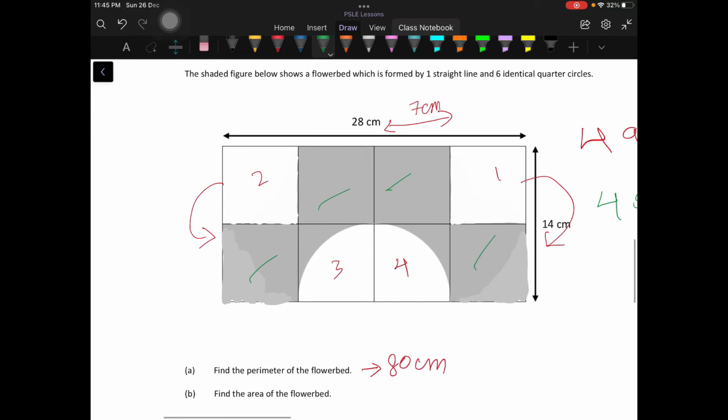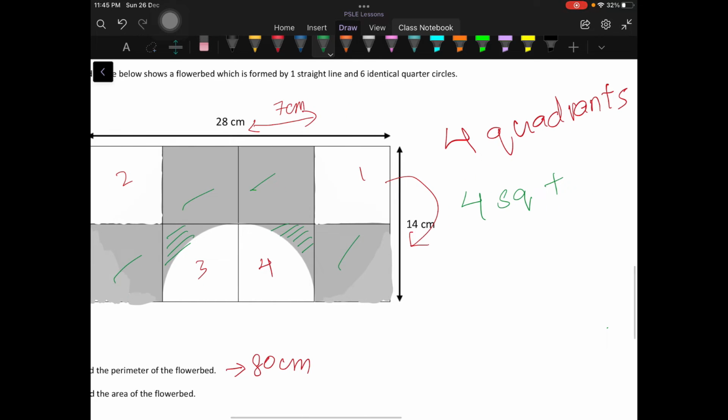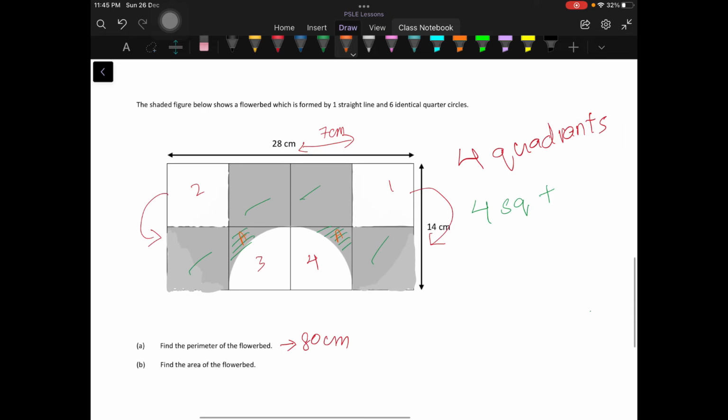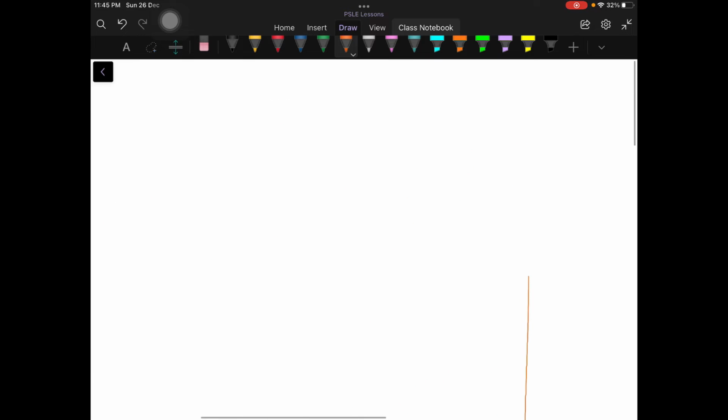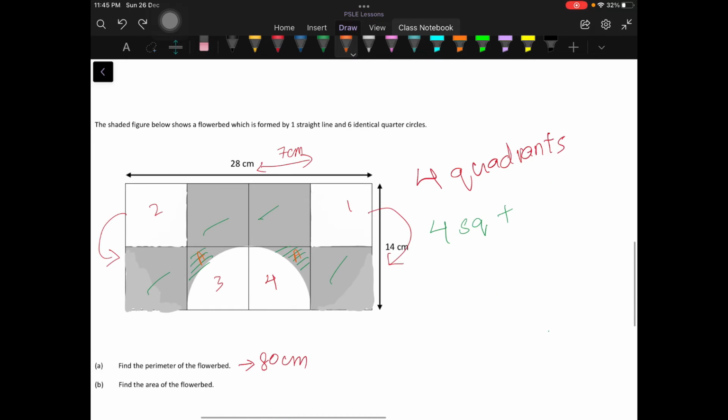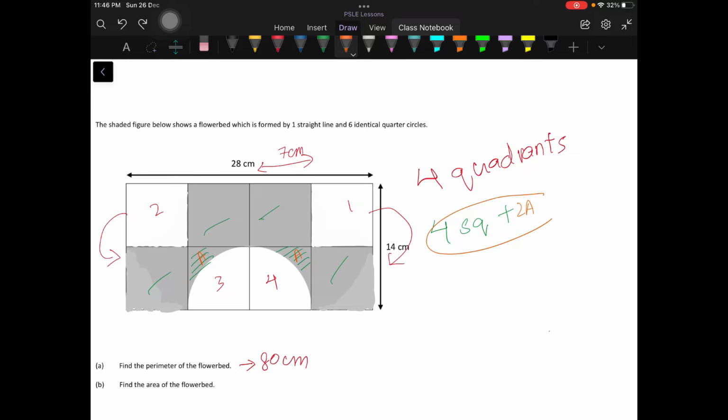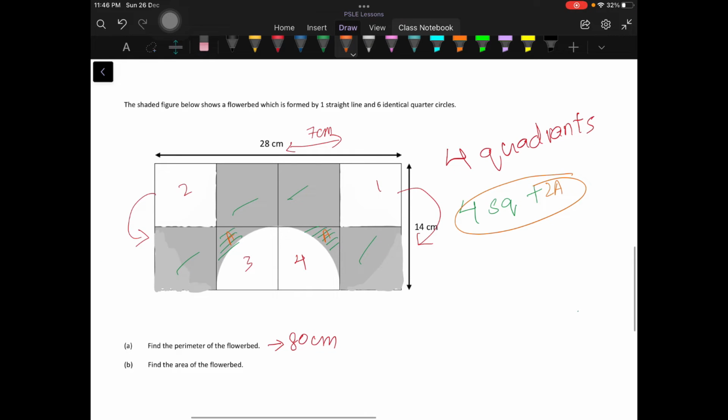So now what we get is a shaded figure comprising of 1, 2, 3, 4 squares. And these two shaded regions, I'm not sure what we call them, so I'll just label them as A and A. So 4 squares plus 2A. A is the area of one of these shaded regions. So 2A would be just this region plus this region. Yeah. So now we just have to solve for this.